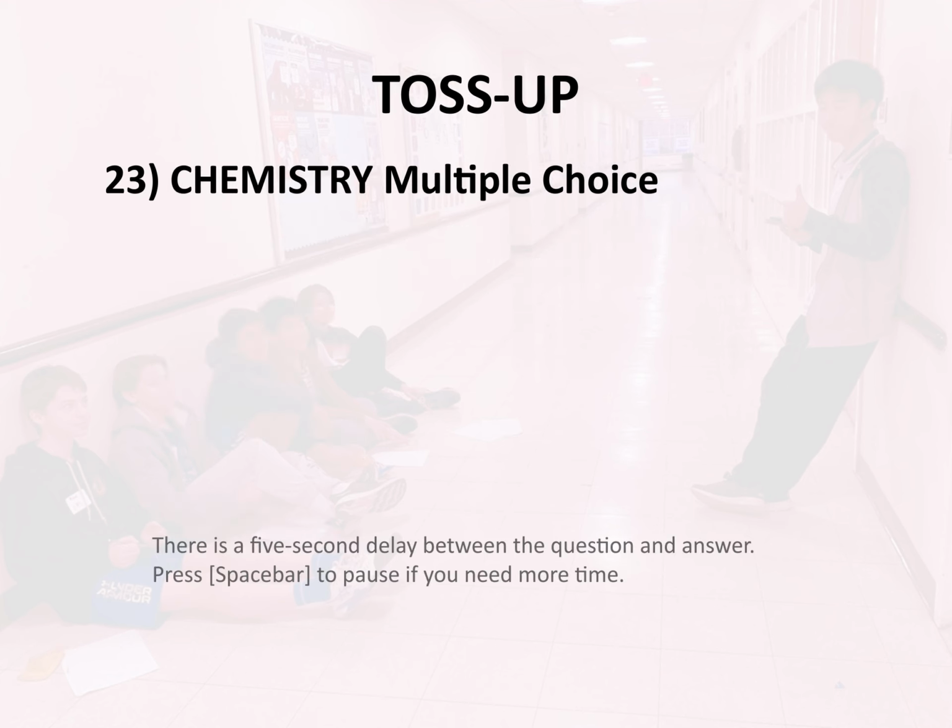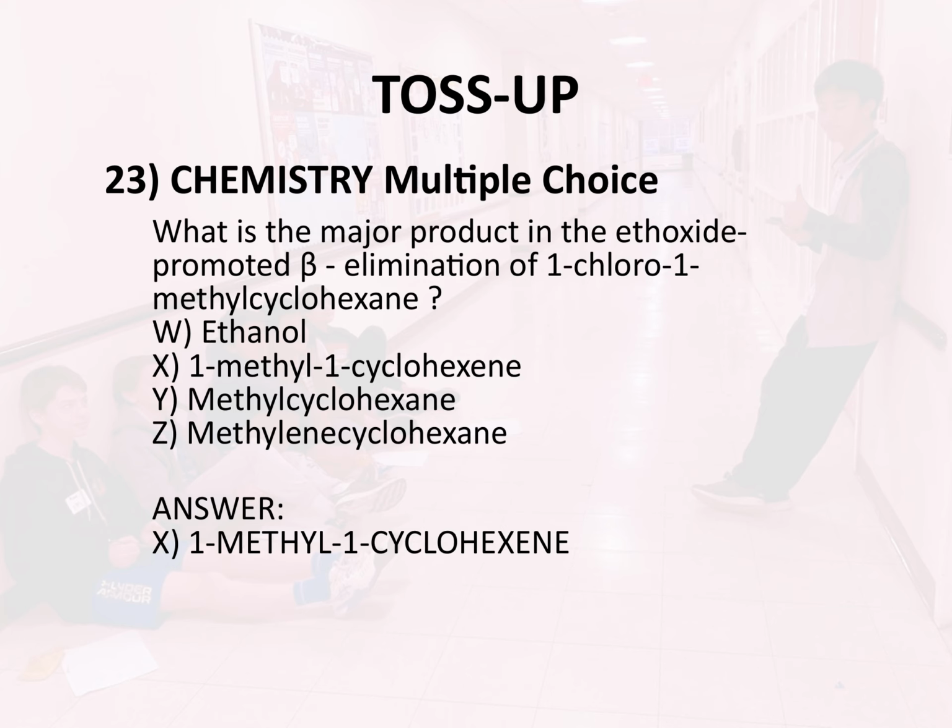Toss-up 23. Chemistry. Multiple choice. What is the major product in the ethoxide-promoted beta elimination of 1-chloro-1-methylcyclohexane? W. Ethanol. X. 1-methyl-1-cyclohexene. Y. Methylcyclohexane. Z. Methylenecyclohexane. Answer. X. 1-methyl-1-cyclohexene.